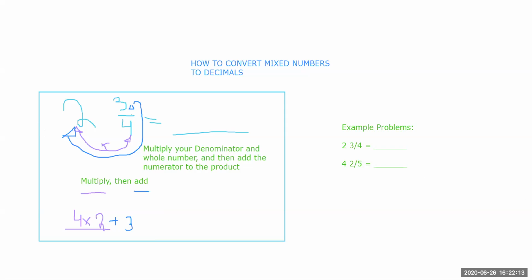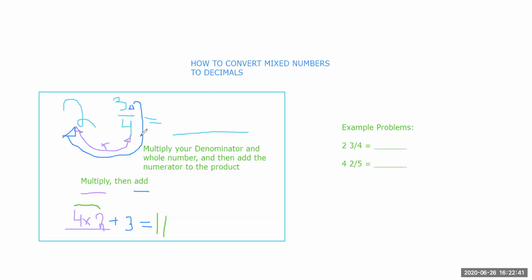So if you did the math, the answer here is 11, because 4 times 2, you multiply them and you add 3 to 8. This equals 11.